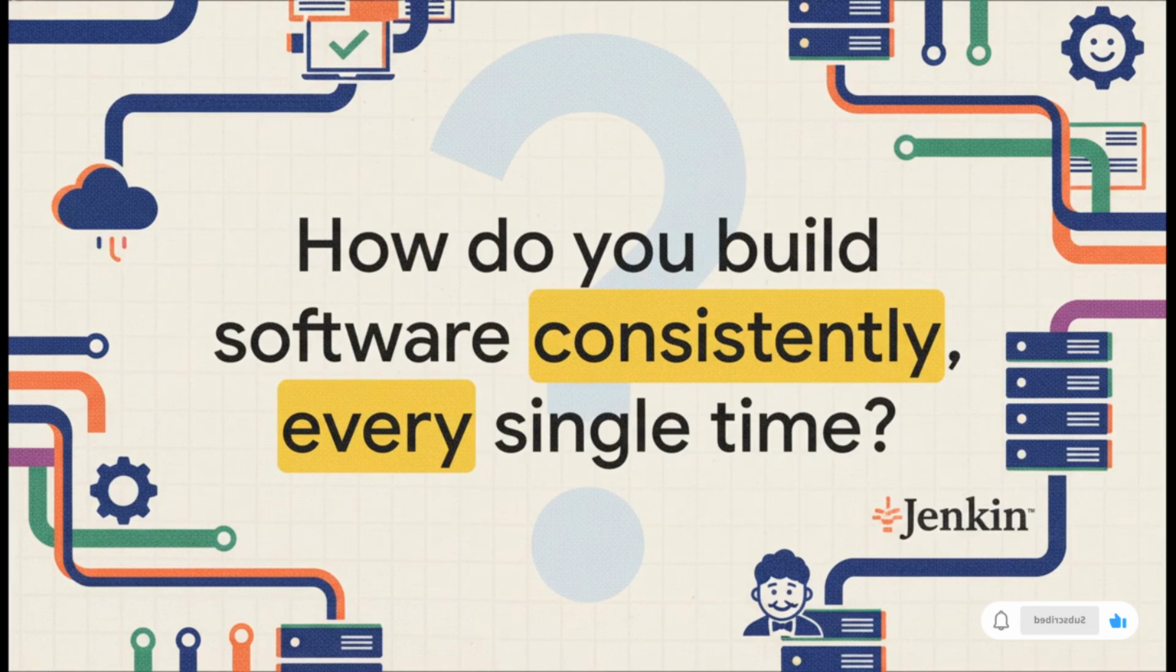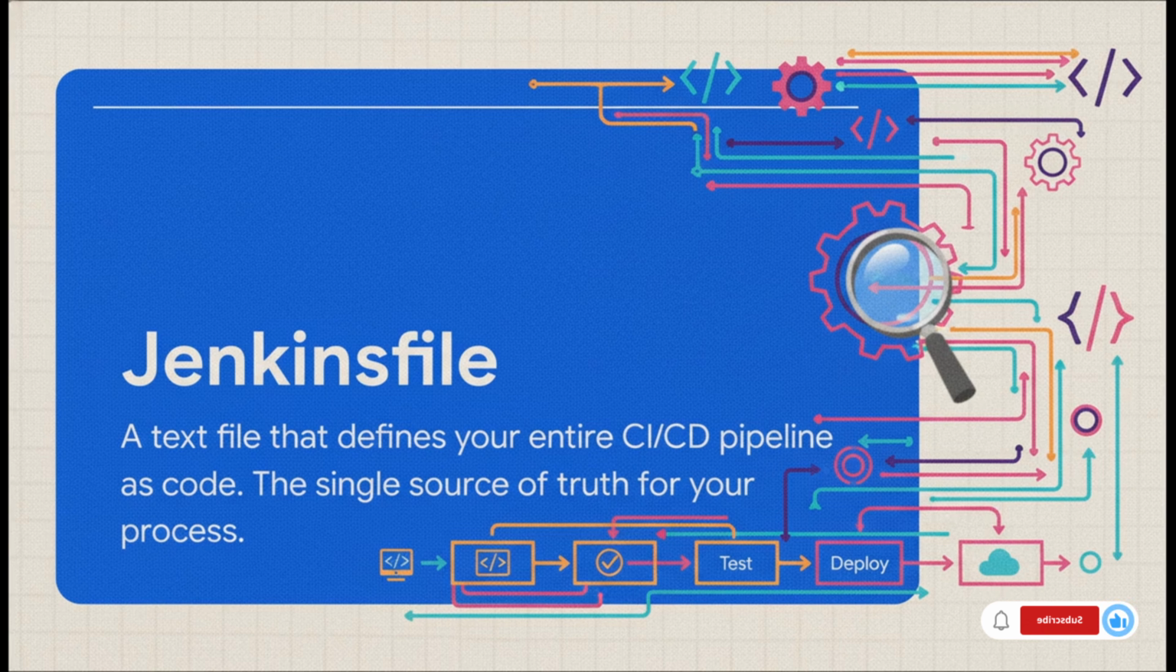I mean, this is the big question, right? How do we solve that classic, well, it worked on my machine problem? What we're all after is a single, reliable, repeatable path to get our code from a developer's keyboard into the hands of a user, every single time. And the answer, of course, is the Jenkinsfile.